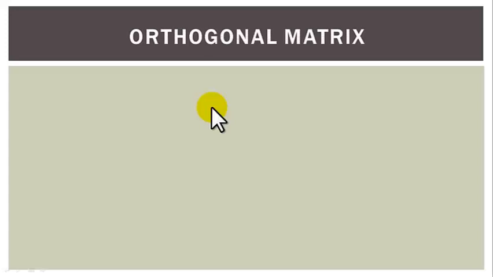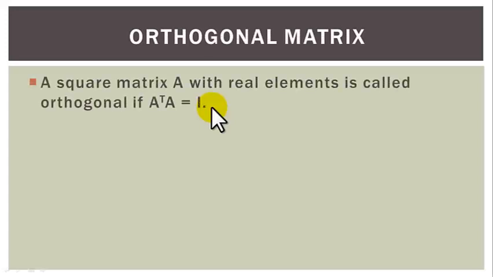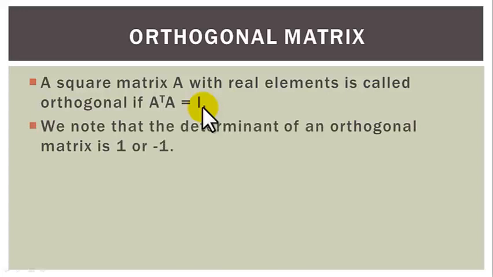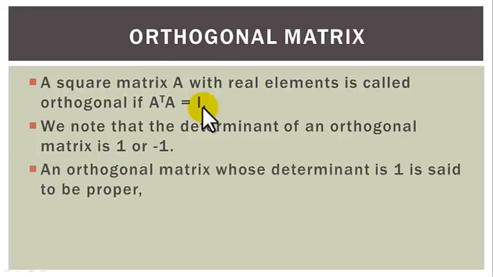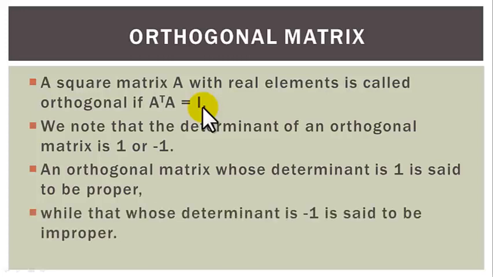Orthogonal matrix. A square matrix A with real elements is called an orthogonal matrix if A transpose A is equal to I. We know that the determinant, as we shall see later, of an orthogonal matrix is either plus 1 or minus 1. An orthogonal matrix whose determinant is plus 1 is said to be proper, while an orthogonal matrix whose determinant is minus 1 is said to be improper.